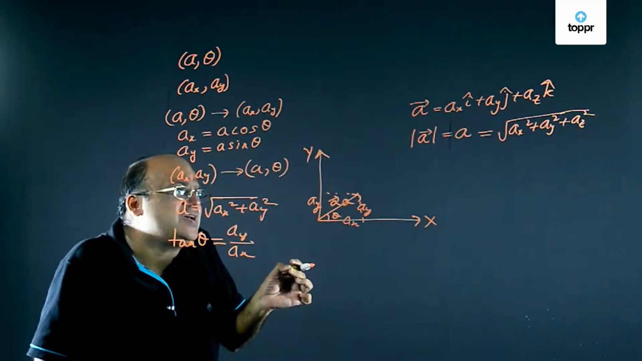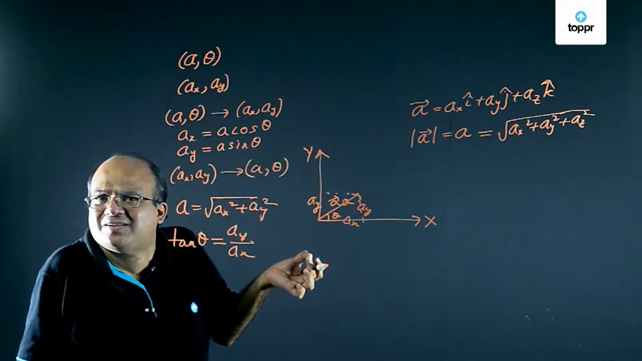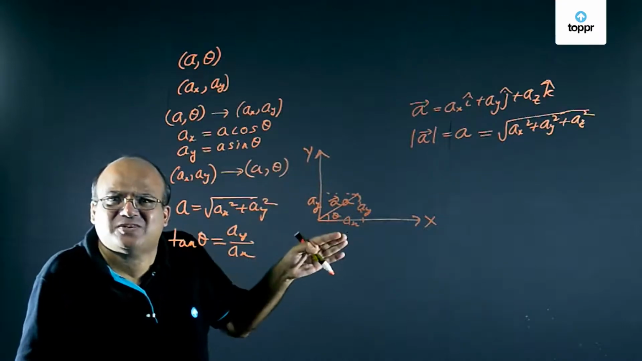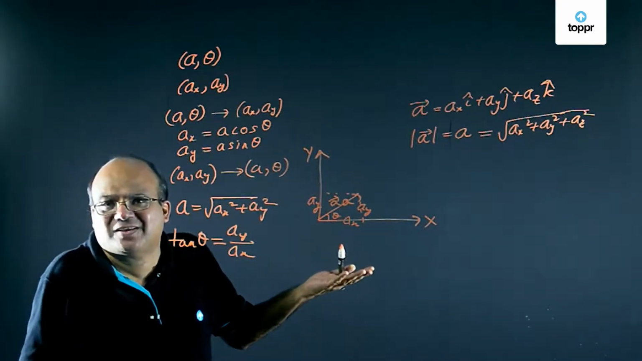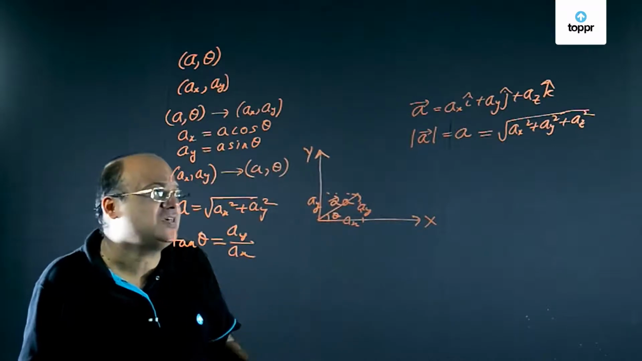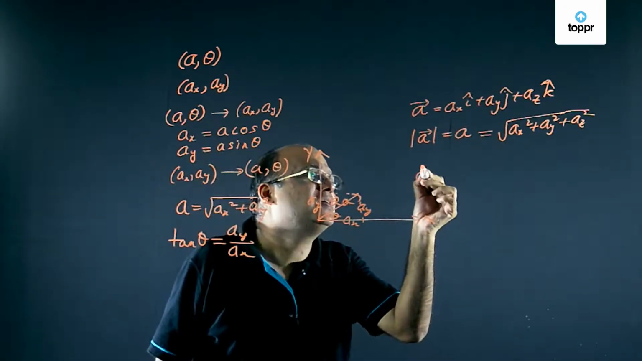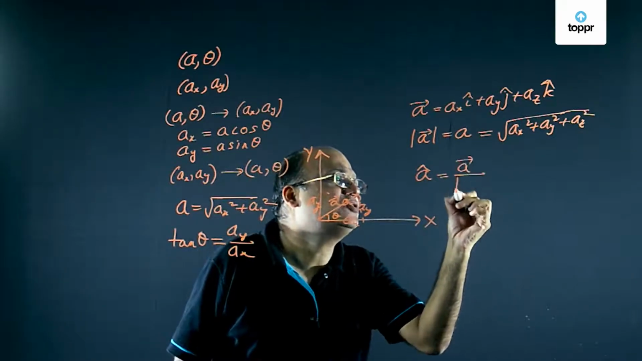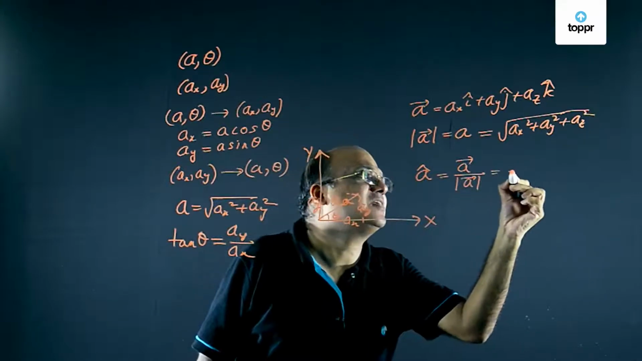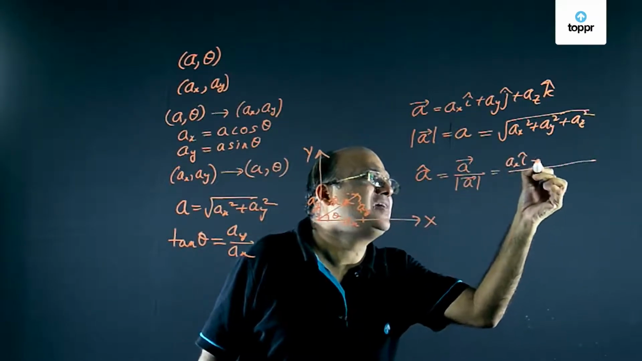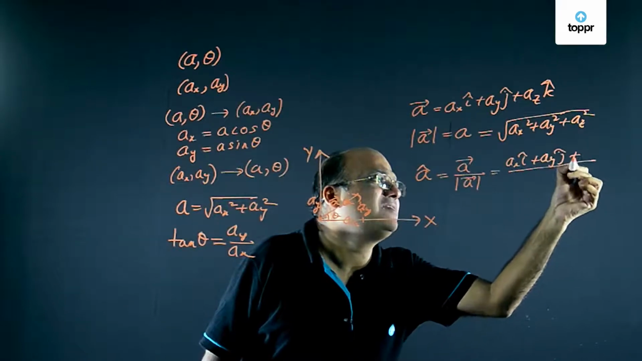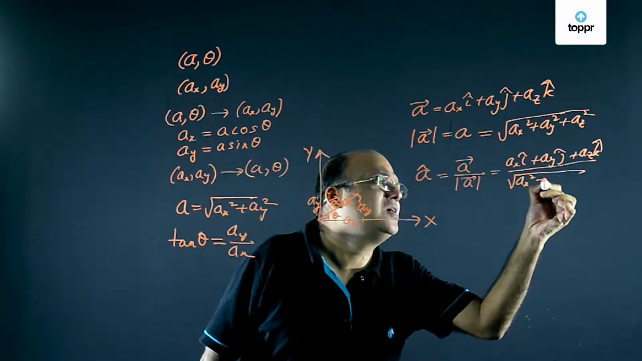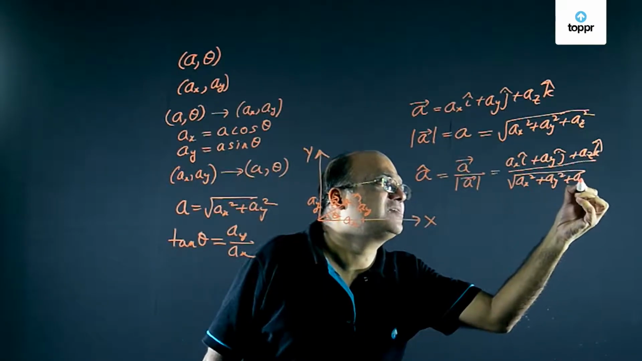Now how to find a unit vector in the direction of a vector? What is a unit vector? We discussed that earlier. A vector divided by its magnitude will give us a unit vector. A unit vector has a magnitude of exactly 1, so we write it as A cap. A cap will be the vector divided by the magnitude of the vector. A vector is Ax i cap plus Ay j cap plus Az k cap, divided by root over Ax square plus Ay square plus Az square.